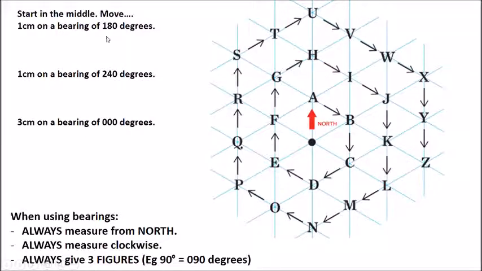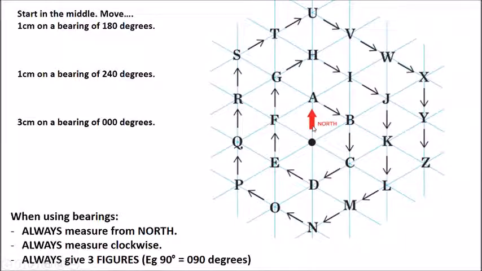Okay. So I want you to unlock my code. The first thing we're going to do, we're going to start in the middle, and then we're going to move 1 centimeter on a bearing of 180 degrees. So here's my middle, I start measuring from north, so that red line is my north direction. I need to measure 180 degrees.